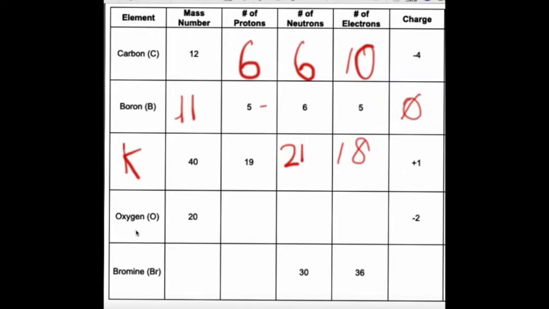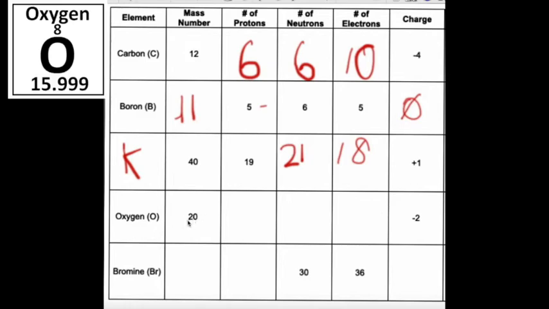Now let's do oxygen. Oxygen has a mass number of 20 and a charge of -2. So this one's kind of tricky, but I think we can do it. Let's look at the number of protons. That's probably the easiest one to figure out. Let's look at the atomic number for oxygen. When we look on the periodic table, the atomic number for oxygen is 8.